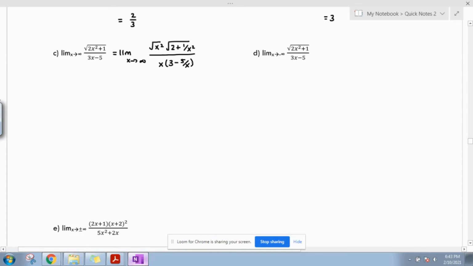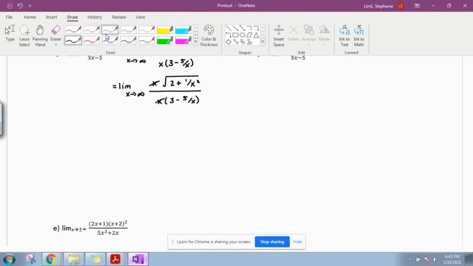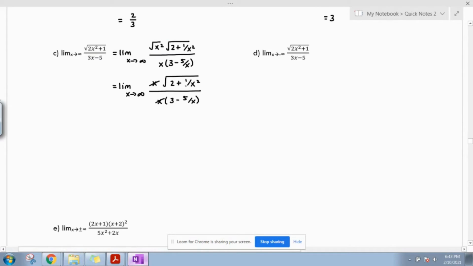Again, I'm just going to simplify first before we think about canceling anything. So because I'm dealing with x approaching positive infinity, the square root of x squared is just going to be positive x for us in this particular case. And then I've got 2 plus 1 over x squared all over x, and then 3 minus 5 over x. Right away, I notice that I can cancel x and x out. And then as well I notice that there are some things with fractions. So these will go to 0 for me now.